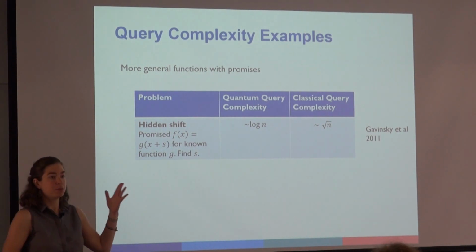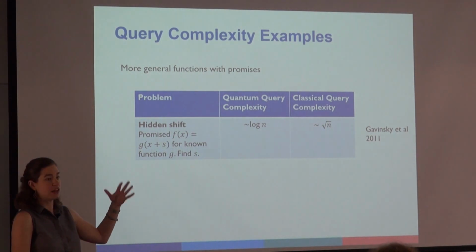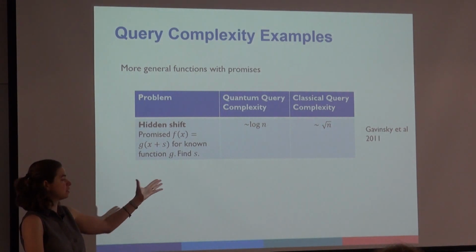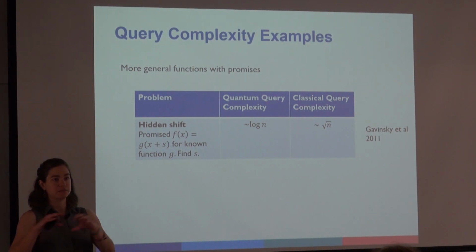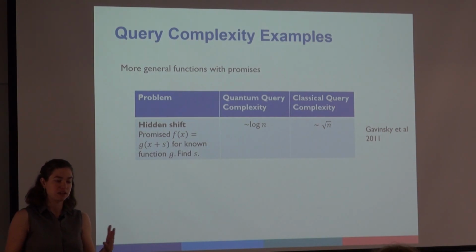And again, here we have a quite considerable quantum speedup. Not quite as extreme as before, but still this is an exponential speedup between the number of uses of the black box, quantumly and classically. And again, this is something we can prove.